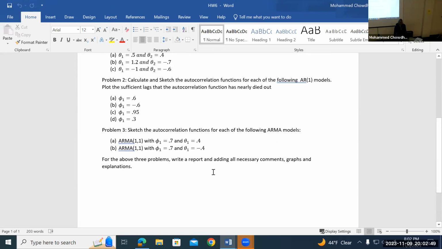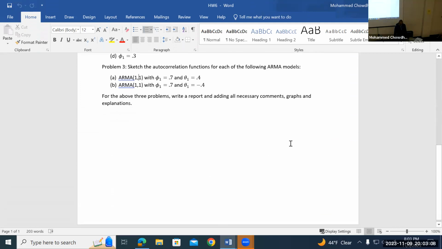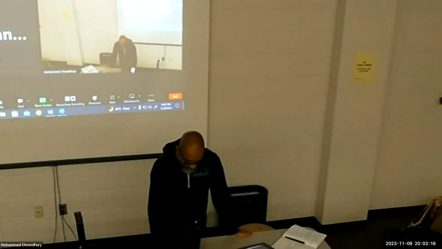And the ARMA model is just like this. This is a combination. In the ARMA model, one part is for the AR and one part is for the MA. Okay, I'm going to stop here.